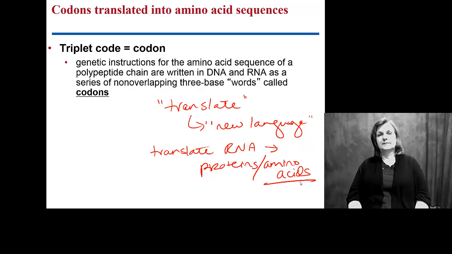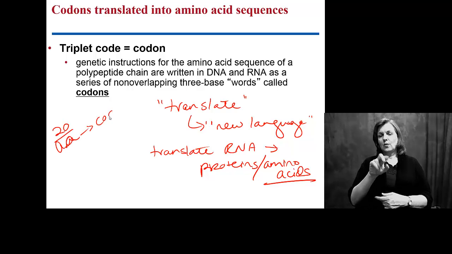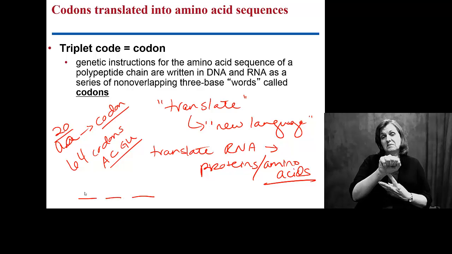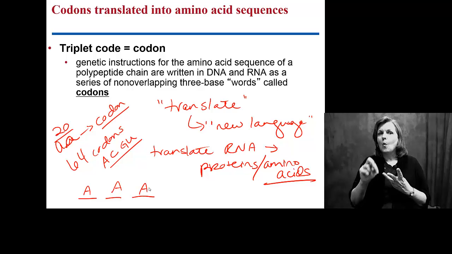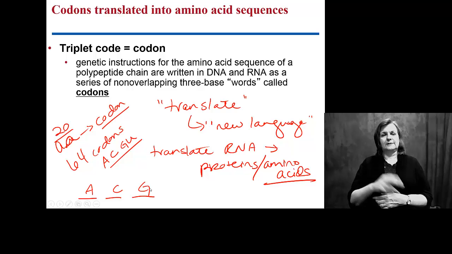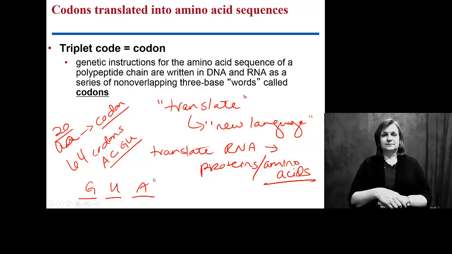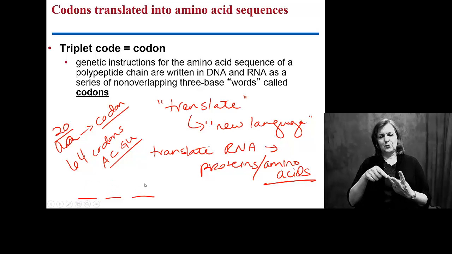For each amino acid, okay, so we have 20 amino acids, remember? For each one, there's a codon specific to it. But there are actually 64 possible codons because you have to think we have A, C, G, and U in our RNA, right? So in the first position of my codon, if I have 3 bases, the first one could be A, the second one could be A, and the third one could be A, right? Or the first one could be A, the second one could be C, the third one could be G. Or G, U, A. You actually get 64 different ones till you get them all done. Okay?